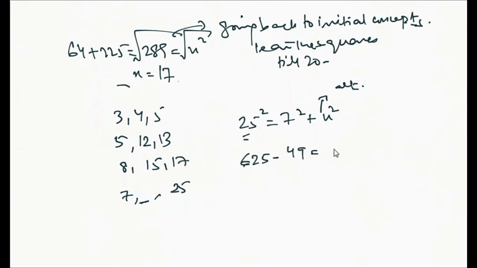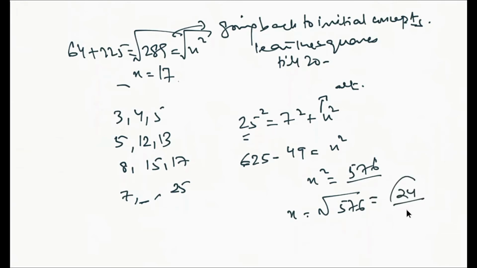minus 49 is equal to x squared. So x squared is equal to 576. So x is the square root of that, and that is equivalent to 24.